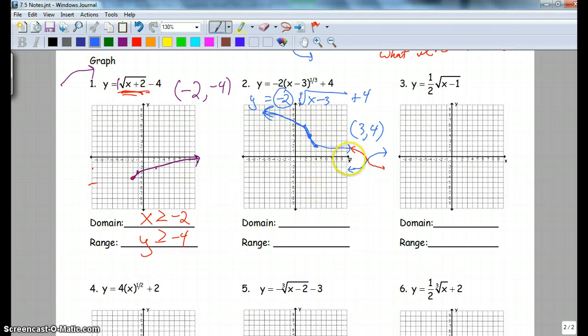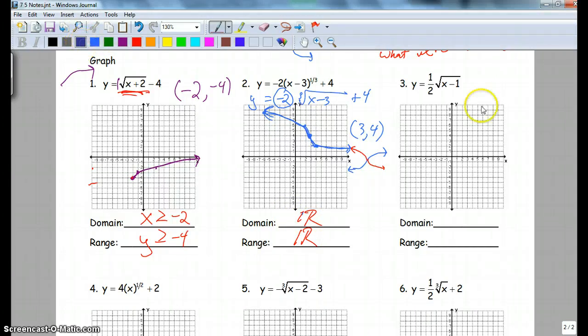All right, what's the domain here? The domain is what x values are being used. All of them. What y values are being used? Well, this goes up forever, this goes down forever. It's all real numbers. With cube root, because we can take the cube root of positive, negative, anything we want, it's all real numbers for both.